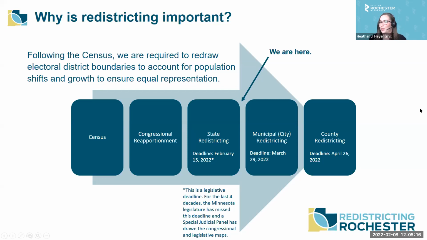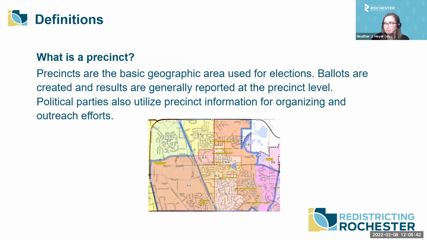I have this arrow very specifically pointed here because we're almost to the municipal or city redistricting process. And we have a deadline to complete that by March 29th. So it's a very short turnaround. And then once the city is completed, the county takes over and they get to do the piece where they're redrawing the commissioner district boundaries.